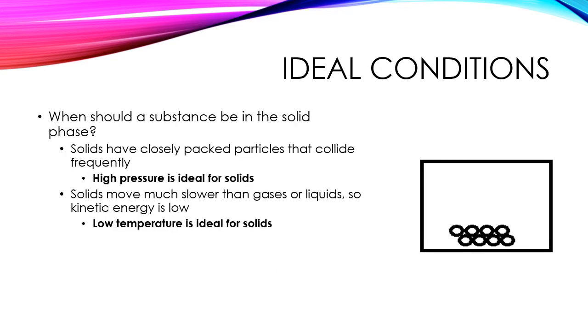Let us consider the same for solids. In the solid state, the particles are packed so closely together that they are almost constantly colliding with their neighbors. This means that solids have very high pressure. Conversely, they aren't moving as fast as they are in the other states, and so their average speed and average kinetic energy are much lower. This means solids have lower temperatures. So for a solid, ideally you want a higher pressure and a lower temperature in order to be in the solid state.